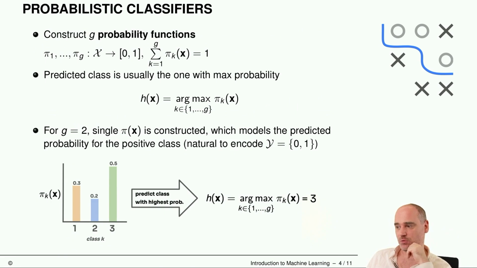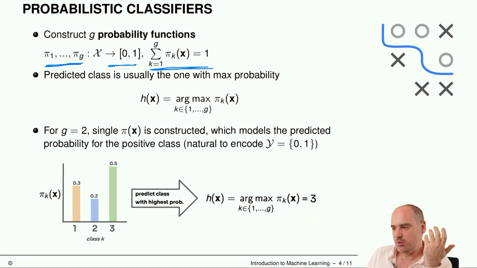And this is why we also very much like to construct probabilistic classifiers. The formalism of the score-based classifier would cover these as well, but for probabilistic classifiers, we are again constructing g functions, one per class. I'm going to call them pi, pi for probability, pi1 to pi g, but they now should obviously map to the interval [0, 1]. And for any x, if we sum up all of these pi k, the result should be 1, because they are probabilities, right? And one class must occur.